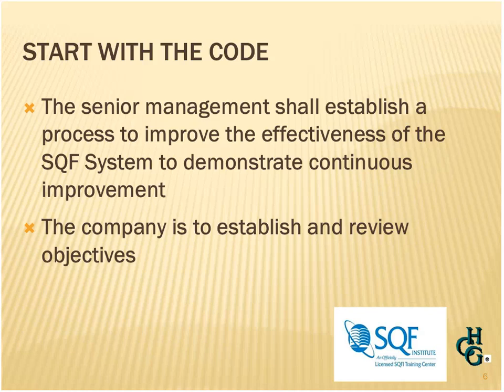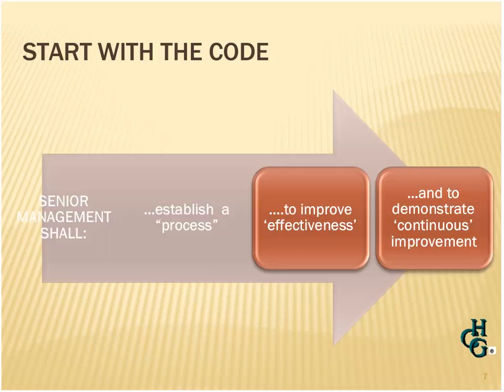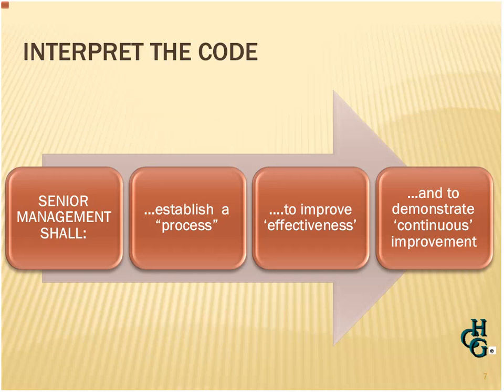Many people miss that second bullet, and they're both closely tied together. In order to establish and review objectives, it is essential that you have a system to help lead you to do that. So those two parts of the code are very closely connected. Now let's look at interpreting the code.